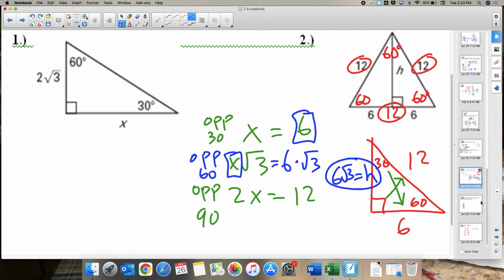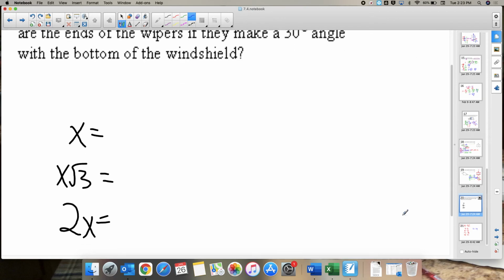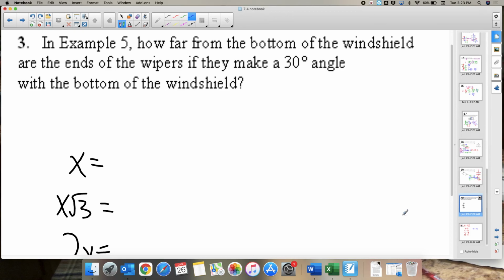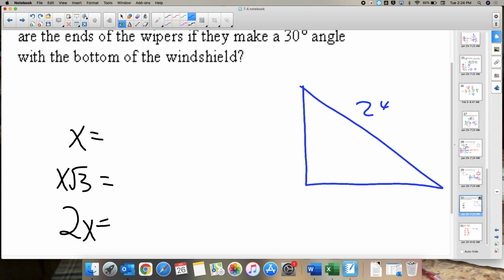Last problem then. It says, in example 5, how far from the bottom of the windshield are the ends of the wipers if they make a 30-degree angle with the bottom of the windshield? So once again, we have my 24-inch wipers. Now this angle is going to be 30 degrees. They want to know our height. We are, not 24 degrees, sorry, 24 inches.